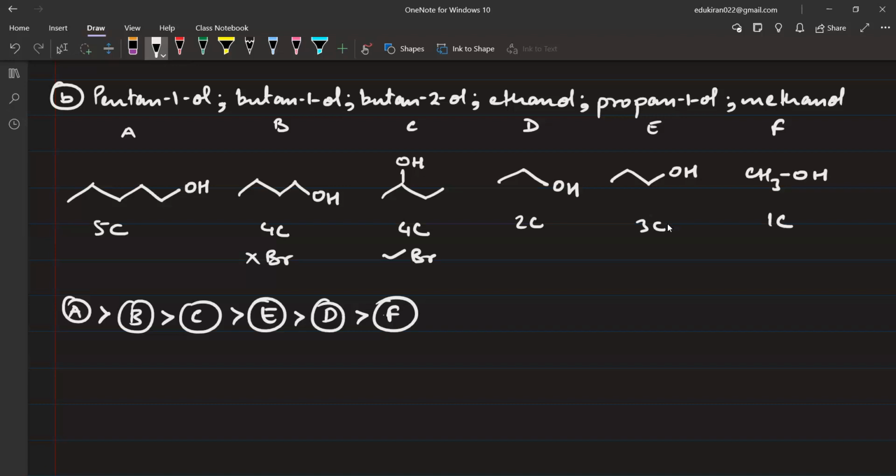All of you got this? Yes or no? Please tell me. So A is first because of 5 carbon. Okay. Between these two, you will look at branching. And between these three, you just need to look at the number of carbons.